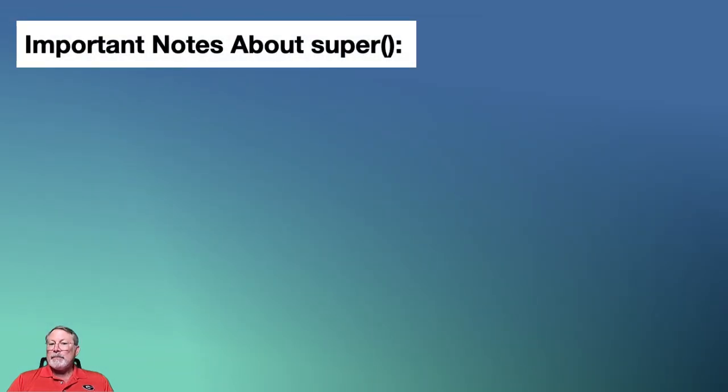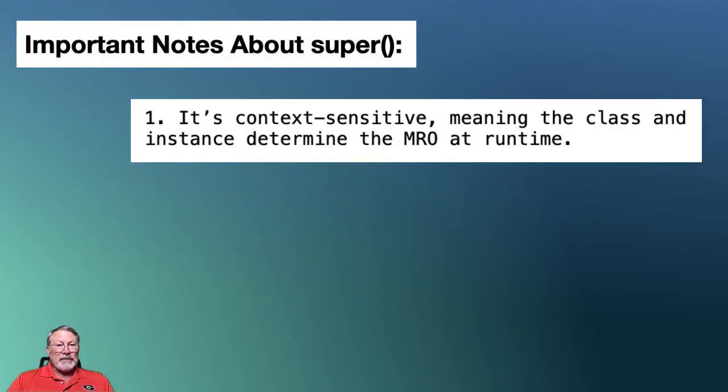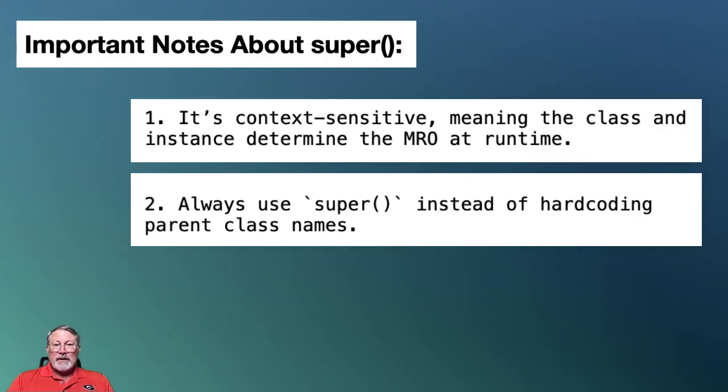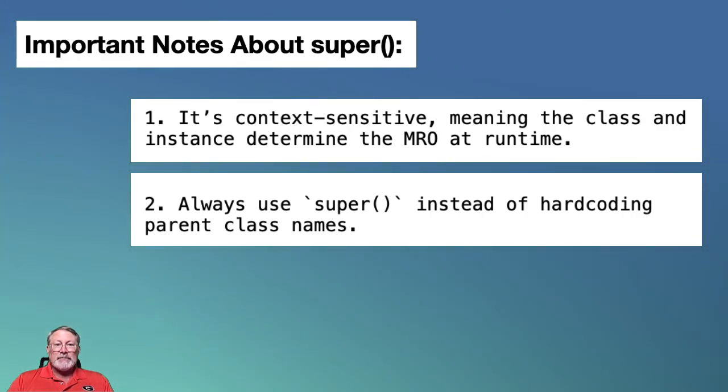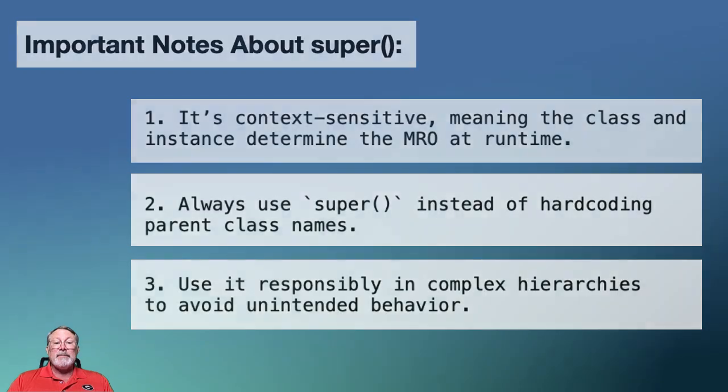Here are some important points about the super function. It's context sensitive, meaning the class and instance determine the MRO at runtime. Always use super instead of hard-coding parent class names. It's more flexible and supports multiple inheritance. Use it responsibly in complex hierarchies to avoid unintended behavior.